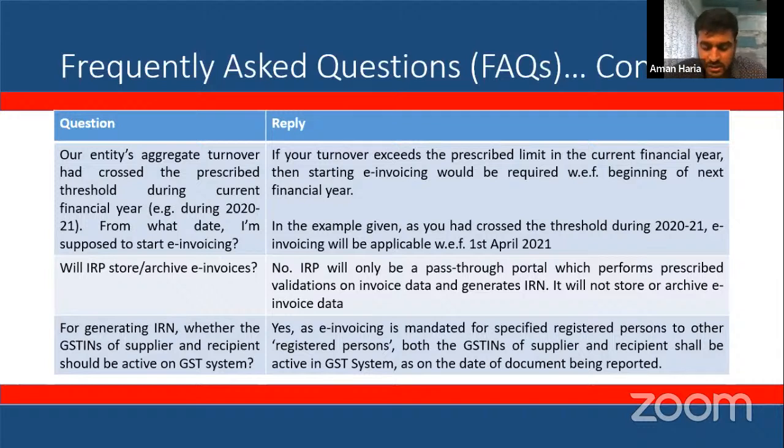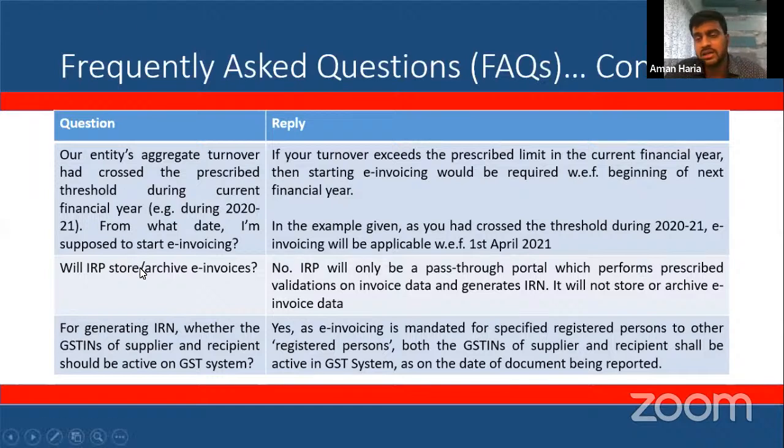If during financial year 2021-22 my turnover crossed 50 crores, then do I need to start e-invoicing from the date I cross 50 crores, or do I have to wait to the next financial year? So this FAQ clarifies that whenever your turnover exceeds the prescribed limit, you need to start e-invoicing from the beginning of the next financial year. So you do not start immediately, but once the financial year ends and the next financial year starts, that is when e-invoice is going to be applicable.